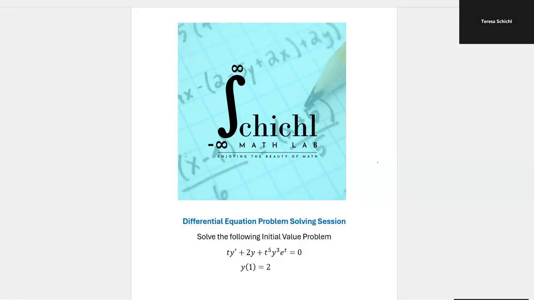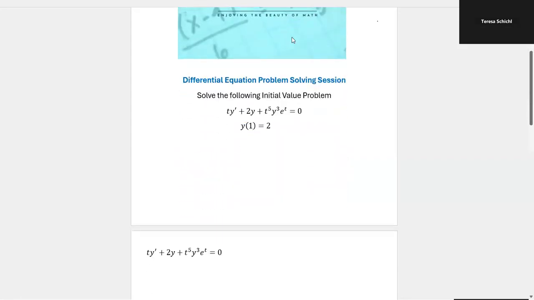So here is the differential equation problem. We're going to solve it. It's t y prime plus 2y equals t squared y cubed e^t, with the initial condition y(1) = 2. Okay, so now let's go ahead and get a start.